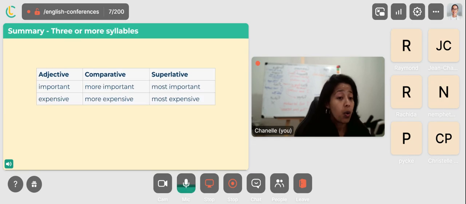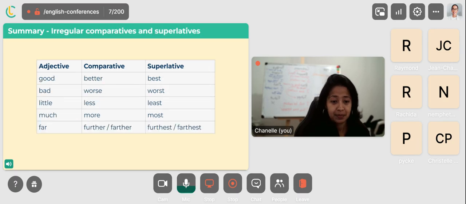Your three or more syllables are like important, more important, most important, expensive, more expensive, most expensive. And our irregular comparatives and superlatives: good, better, best; bad, worse, worst; little, less, least; much, more, most; far, further or farther; furthest or farthest.